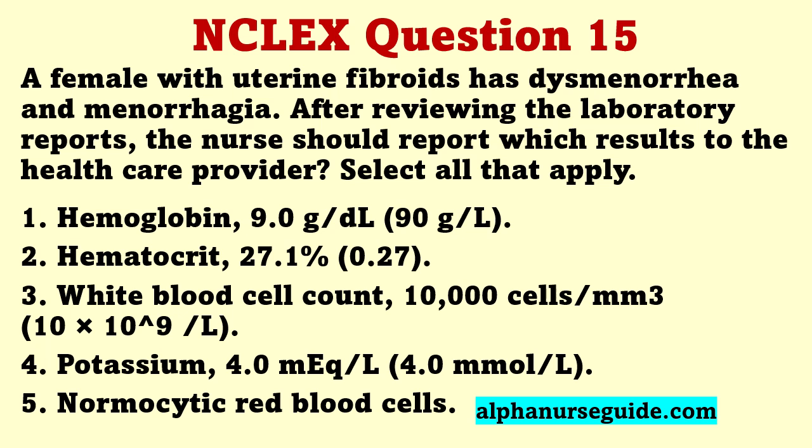The correct answers are 1. Hemoglobin 9.0 grams per deciliter and 2. Hematocrit 27.1%. A woman with uterine fibroids and dysmenorrhea is at risk for iron deficiency anemia.